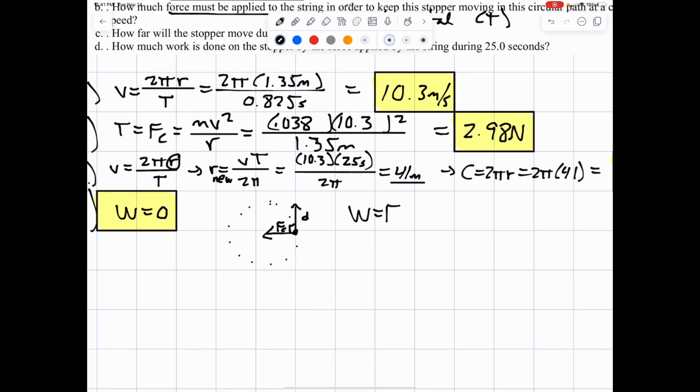And as you remember, work equals force times distance times the cosine of theta. Well, if theta is 90 degrees, the cosine of theta is 0, which means you end up doing no work. No work is done by a centripetal force.